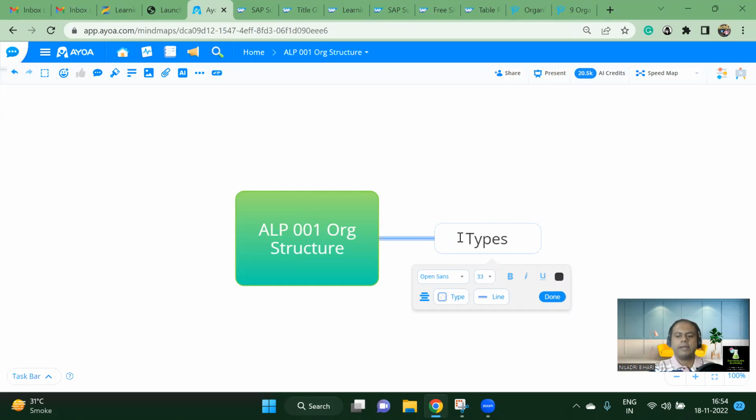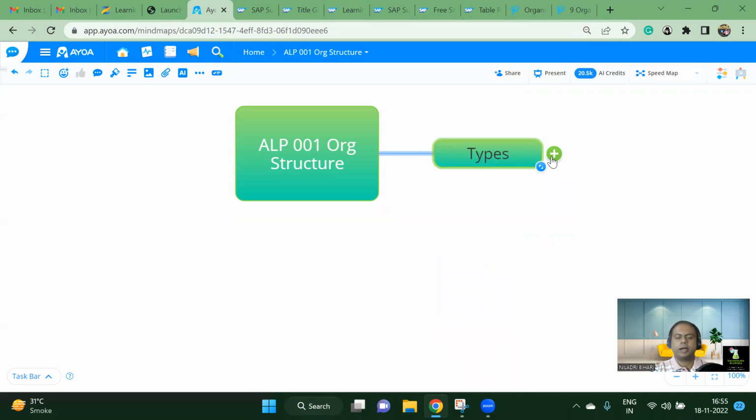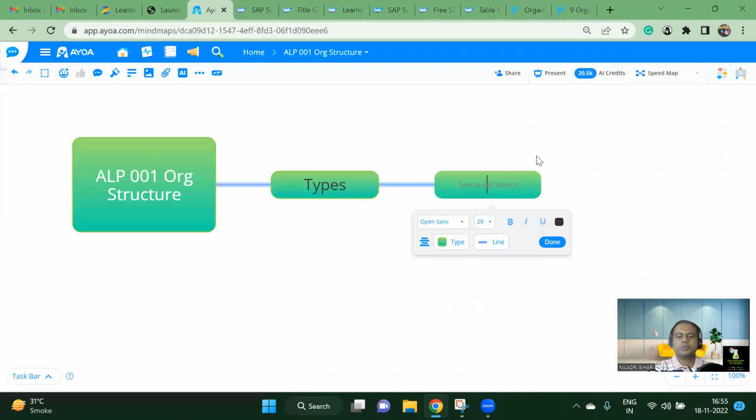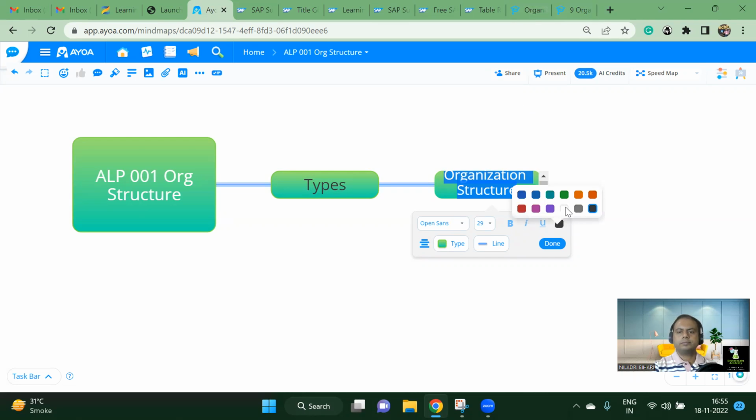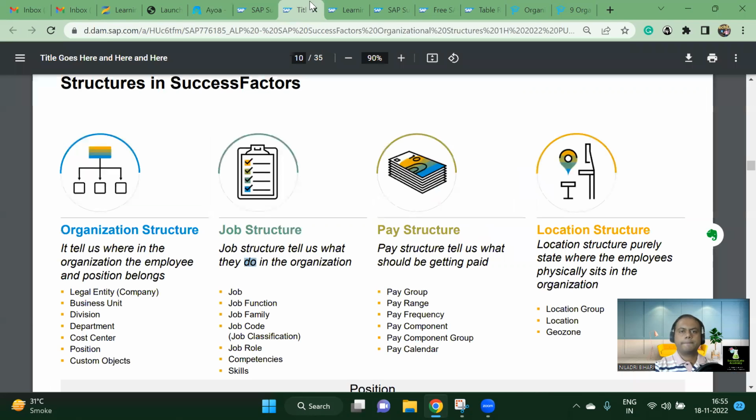Inside the types, we had four different types we have understood. Let me quickly write those four structures. First one is the organization structure. Then we have job structure. Then we have pay structure and location structure.